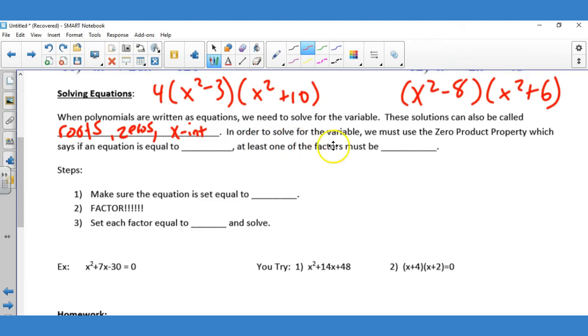In order to solve for a variable, we must use the zero product property, which says if a product is equal to 0, at least one of its factors must be 0. Steps: make sure the equation is set equal to 0. Factor. Then set each factor equal to 0.